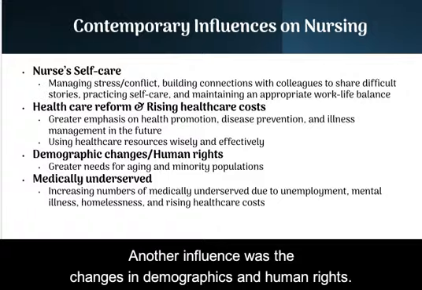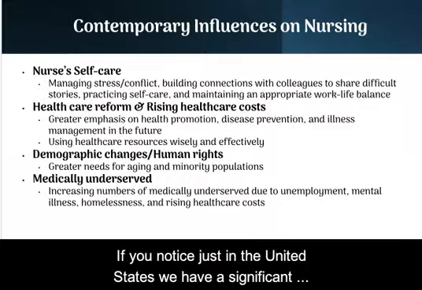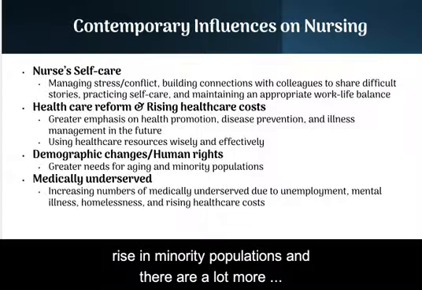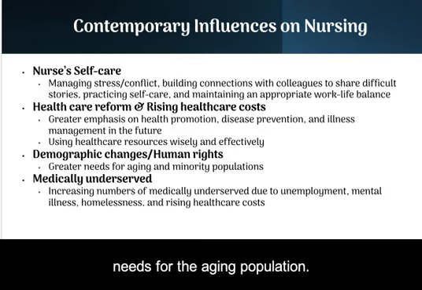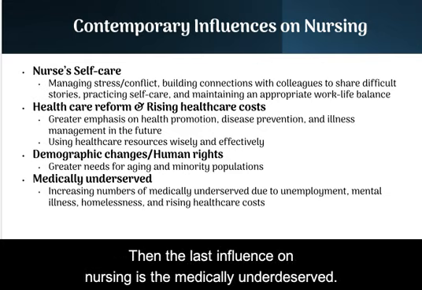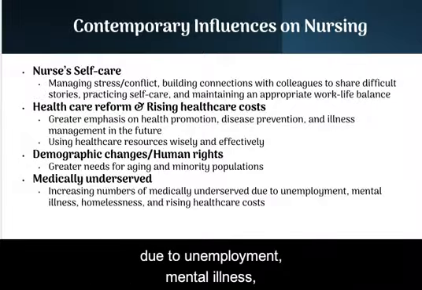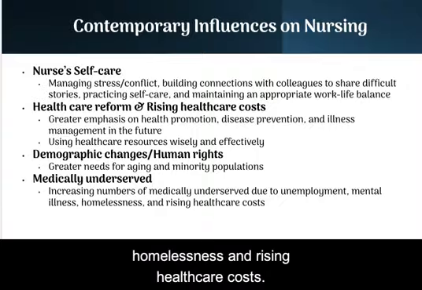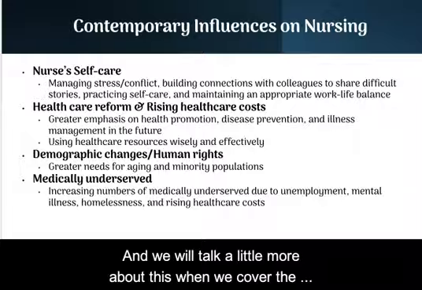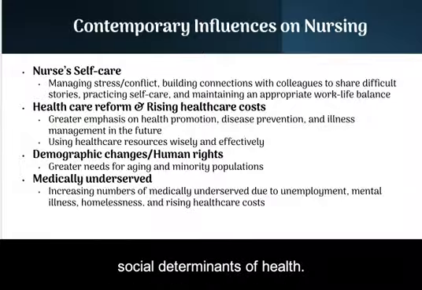Another influence was the demographic changes in human rights. If you notice, just in the United States, we have a huge group of the minority population has grown significantly. And there are a lot more needs for the aging population. Then the last influence on nursing are the medically underserved. There are increasing number of medically underserved due to unemployment, mental illness, homelessness, and rising healthcare costs. And we will talk a little more about this when we cover the social determinants of health.